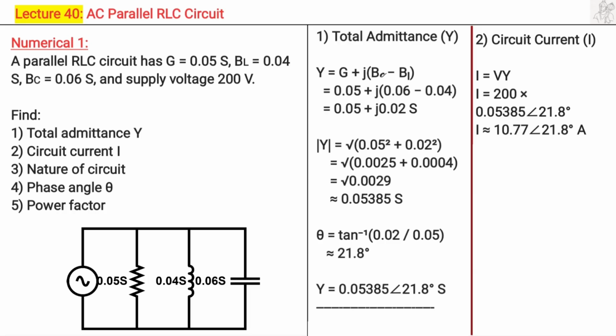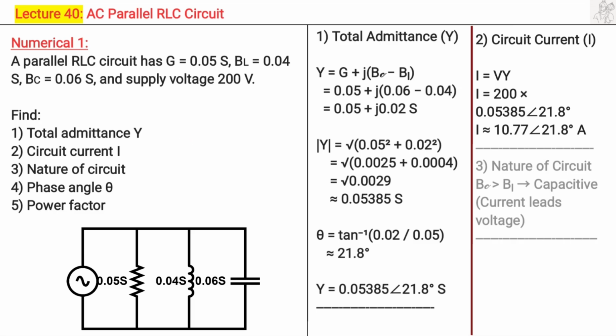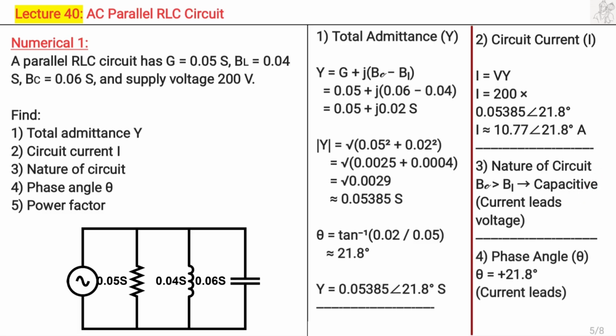The next question is to find out circuit current. So circuit current is simply I is equal to V times Y. So V is 200 volts, Y is simply 0.05385 angle 21.8 degrees. So the current comes out to be 10.77 angle 21.8 degrees. The third question is nature of circuit. Since BC, that is 0.06 Siemens, is greater than BL, that is 0.04 Siemens, that means the circuit is capacitive in nature, and since it is capacitive, therefore current leads the voltage by some angle, and the phase angle, that is the angle between voltage and current, is simply 21.8 degrees, which is simply the angle of current, and the current is leading in nature.